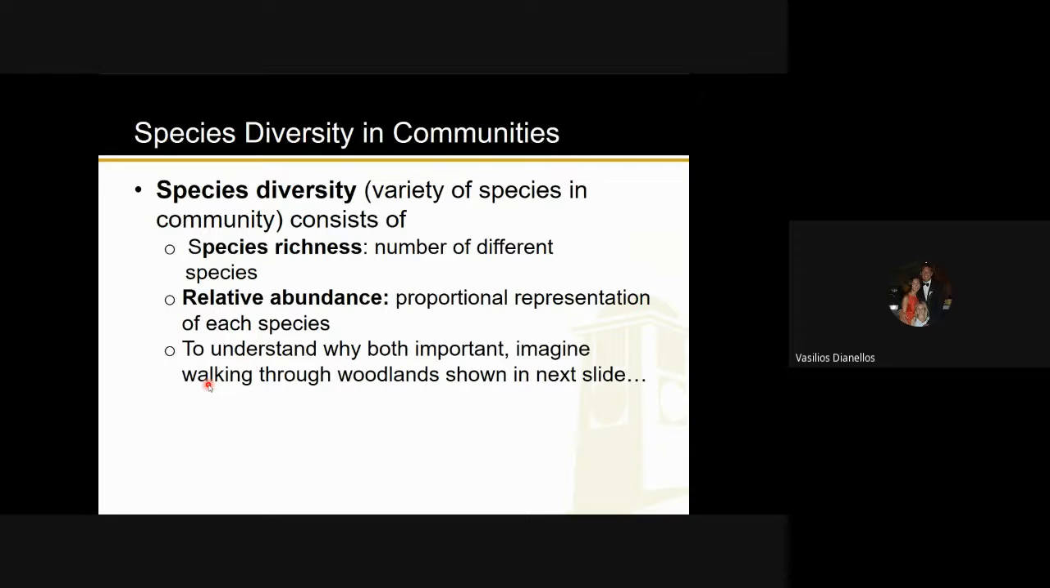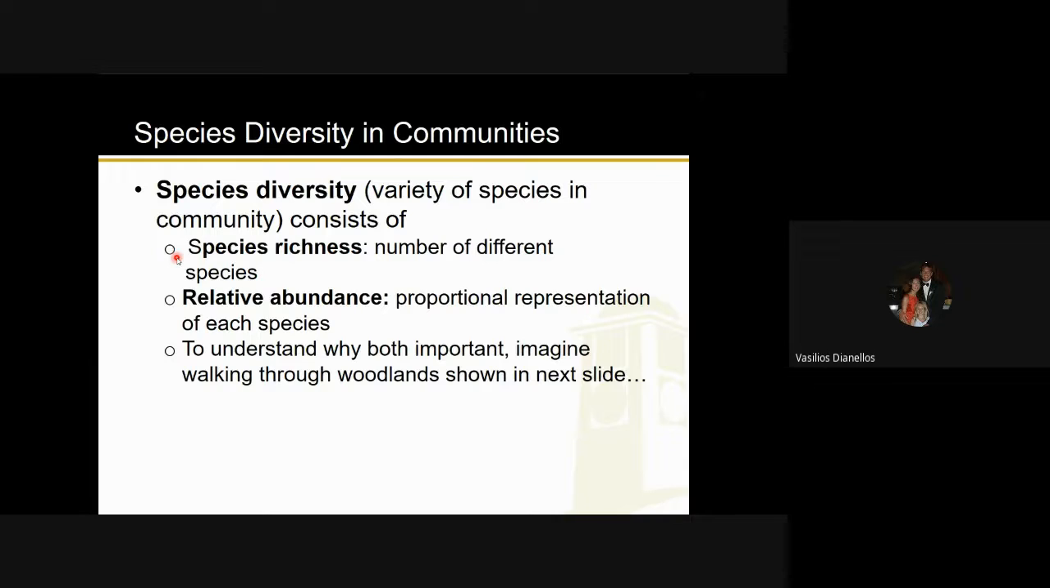Again, even though we already mentioned this earlier, your book brings it up again. Species diversity is the variety of species in a community, and it consists of two things. So here's the new information. It consists of species richness and relative abundance. These two things are different but related.